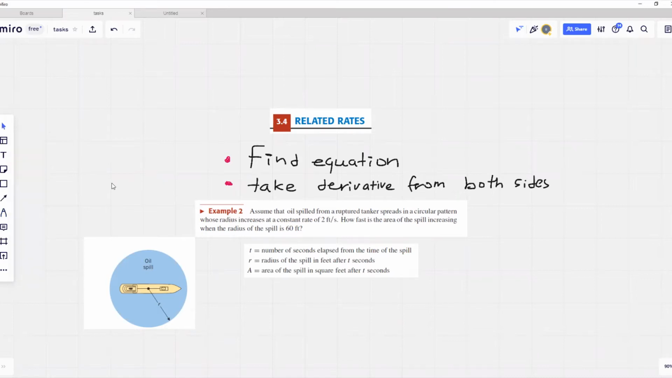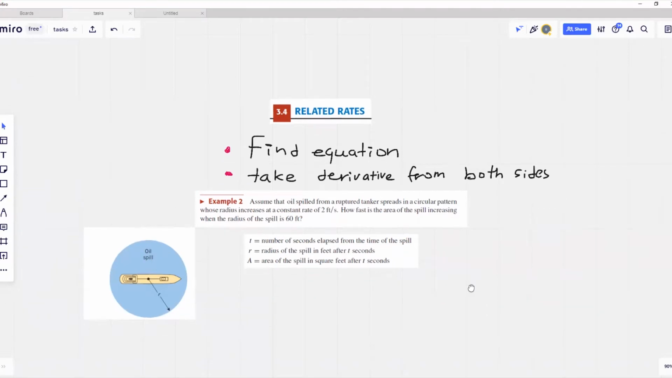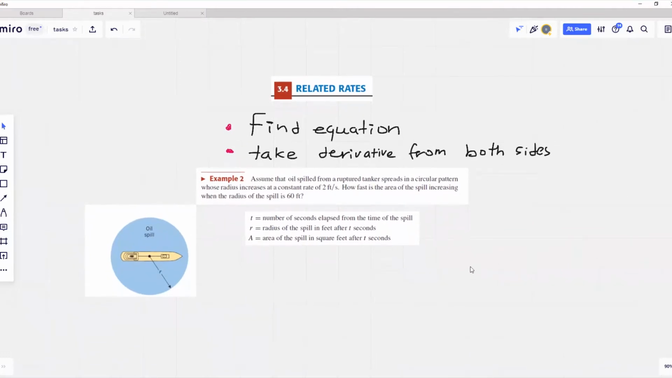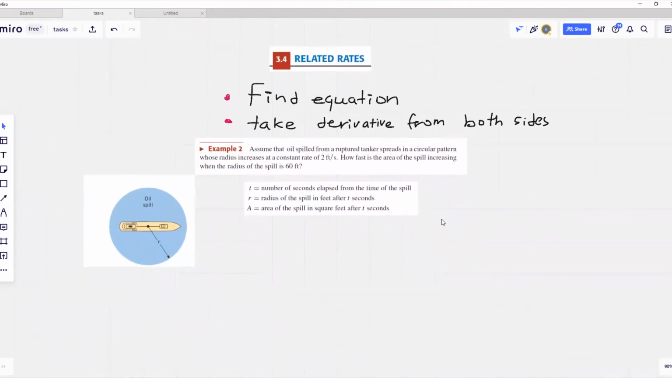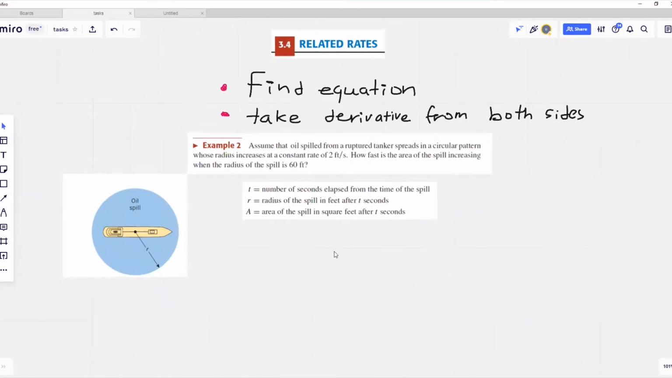The two major steps that we are going to use when solving problems of this type are to find an equation that is going to relate all our variables of interest, and then to take the derivative from both sides and, using the chain rule, express our variable of interest in terms of other variables. All right, let's start then.